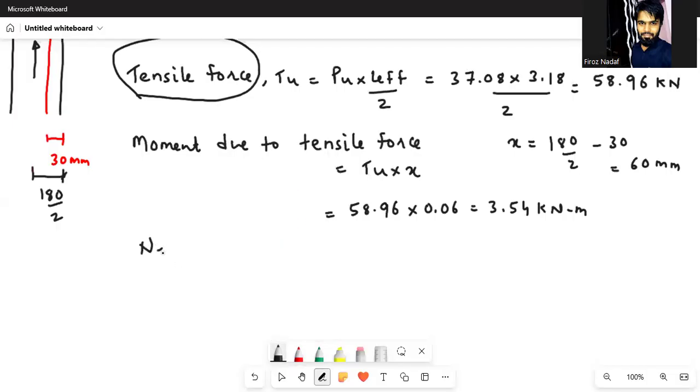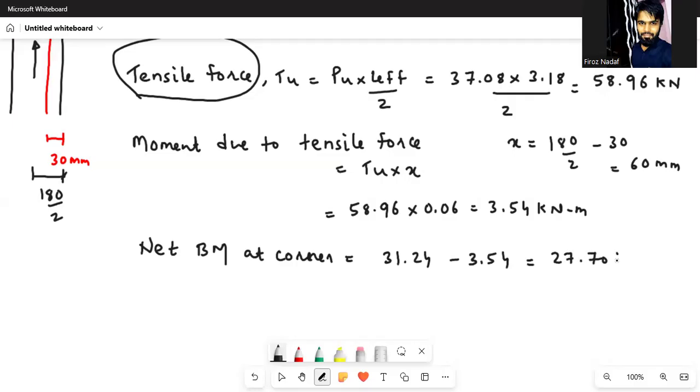Net bending moment at corner equal to 31.24. This is what you have gotten, minus bending moment with respect to the tensile force, because it is opposite to the normal bending moment, 3.54. So the net bending moment at the corner that you're getting is 27.70 kilonewton meter. Okay, so this is the net bending moment at the corner.